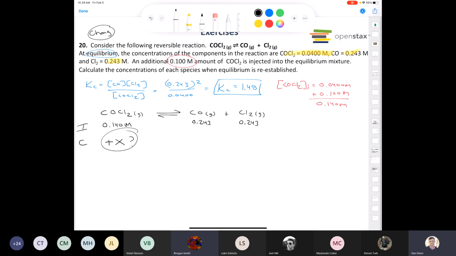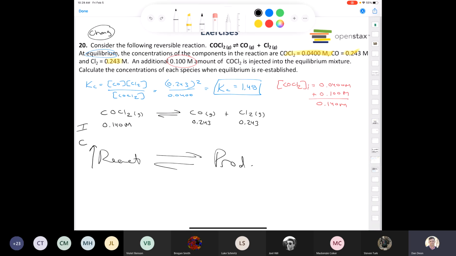Is it plus? No, it would be minus x. Let's think about this with respect to Le Chatelier, our buddy Le Chatelier. We have reactant over here, and we've got product over here. When everything was perfectly at equilibrium, we had 0.400 molar of this. What did we do? We increased the concentration of this. We jacked up the concentration of the reactant.